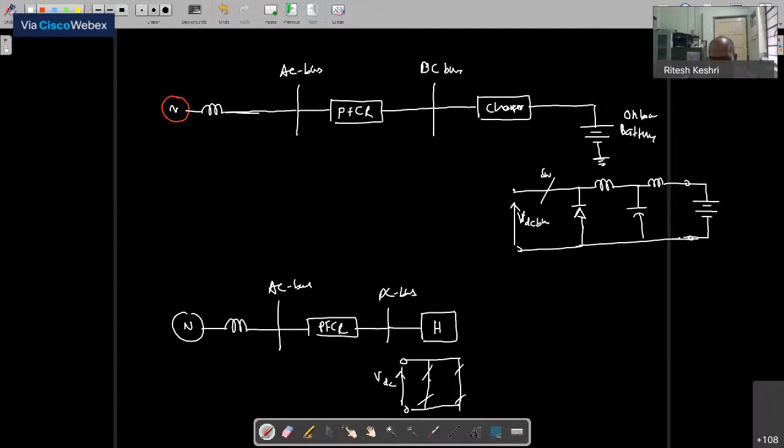I am not drawing the body diodes; consider that they are there. With this arrangement you see the H bridge, and then you will find that some compensating circuits are there. That could be inductors or capacitors, connected in series or in parallel with a coil. Let's say this is the coil.